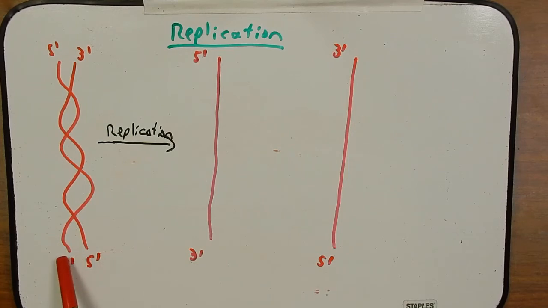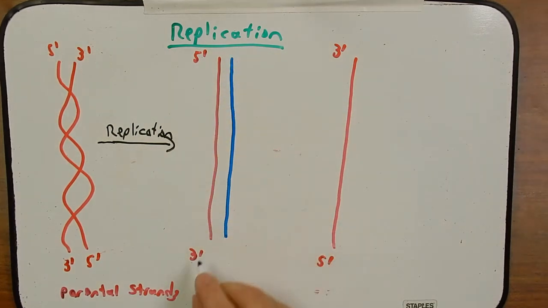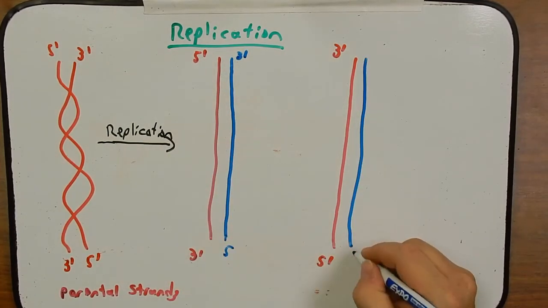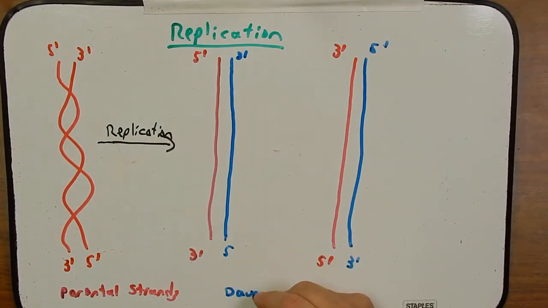So we pull apart these two parent strands. We call these parental strands. So the red that I draw will be parental strands, the original strands here. Then it's copied, and I'll draw the new strands in blue. It uses the parental strand as a template to create the new strand with both copies. So the blue are daughter strands.